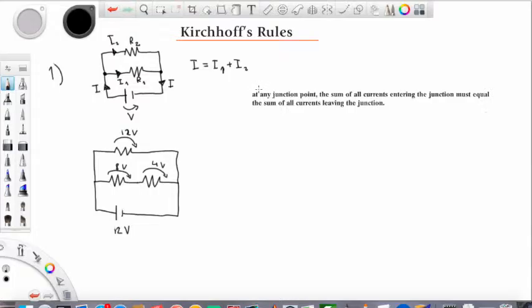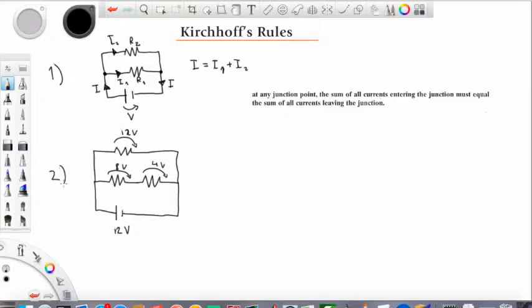Same thing in writing. At any junction point, the sum of all currents entering the junction must equal the sum of all currents leaving the junction. So this was just based on the conservation of charge, which means conservation of current.